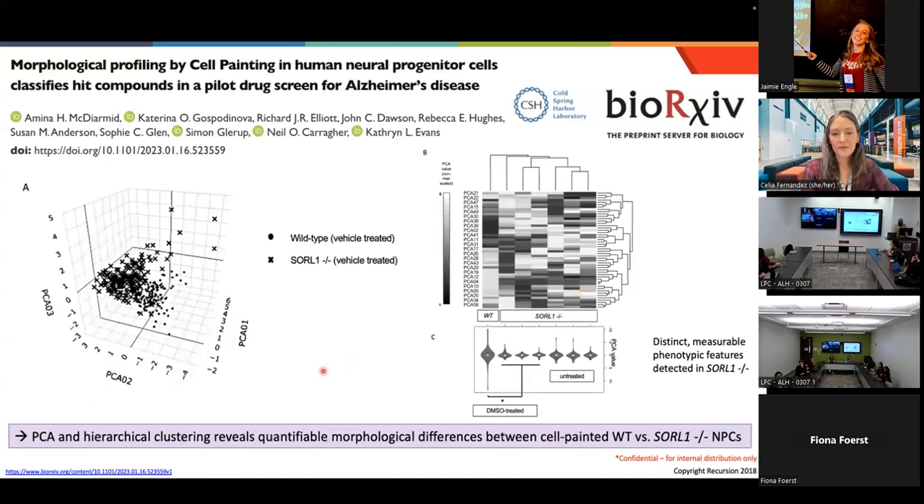And so the next step was, can we use our AI and machine learning methods to actually detect phenotypic differences between these cells when we take images of them with the cell painting? Because if they can't use their machine learning model, then they also can't do their assay, right? And the punchline is yes, they were able to use PCA and hierarchical clustering to reveal quantifiable morphological differences between the wild type cells and the knockout cells.